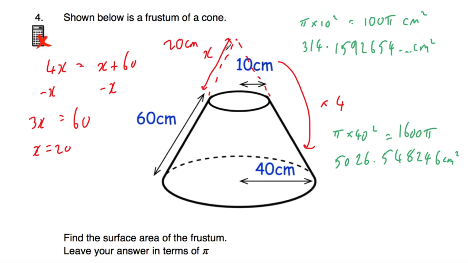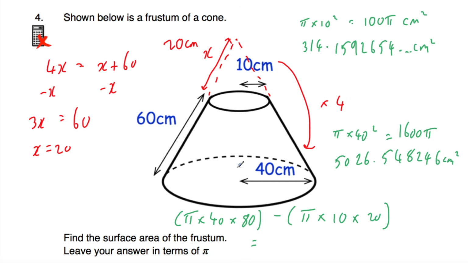And to do that, what we're going to do is work out the area of the curved face of the smaller cone, the larger cone, and then take them away. So for the larger cone, we would do pi times the radius of the base, which is 40, times the slant height, which is 80. And then we're going to take away the curved surface area of the smaller cone, which would be pi times its radius, which is 10, times its slant height, which is 20. Okay? And when we do that, we'll find the curved surface area of this frustum.